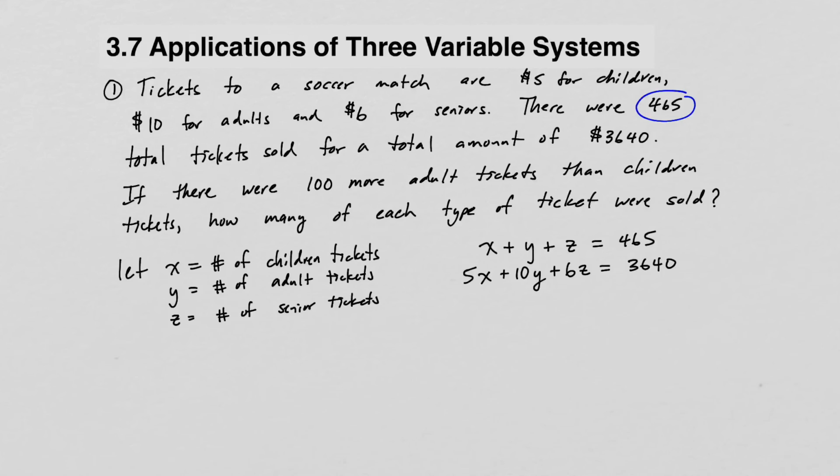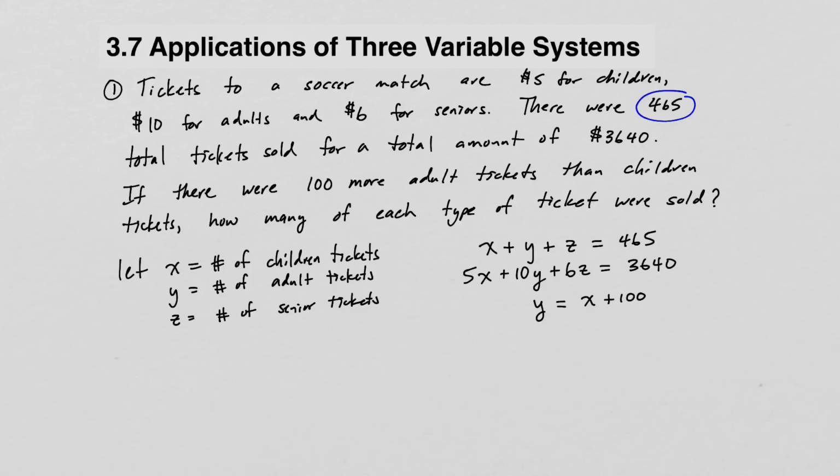So we're not quite ready to solve this system because, as you can see, we only have two equations and we have three variables. So we need one more equation. And here's the information for our last equation. If there were 100 more adult tickets than children tickets, how many of each type were sold? So the number of adult tickets is 100 more than the number of children tickets. So I need to write that as a mathematical equation. The number of adult tickets is equal to the number of children tickets plus 100.